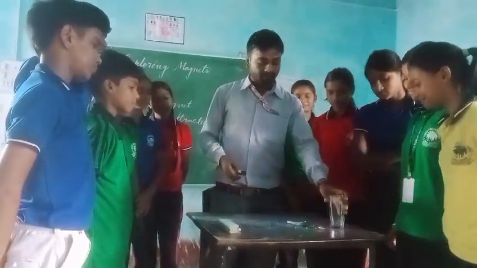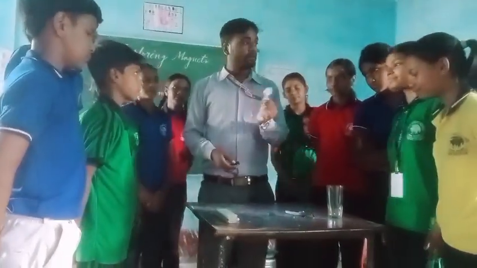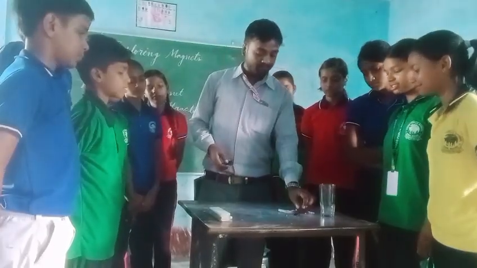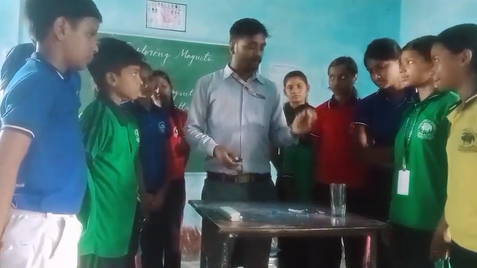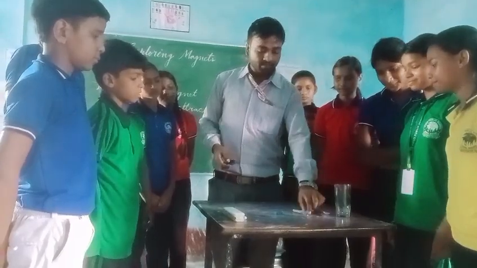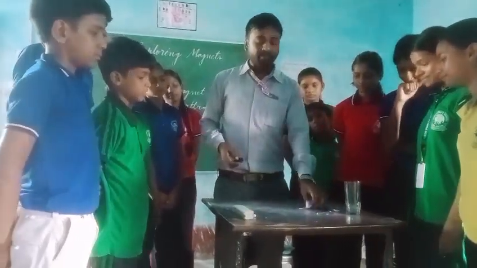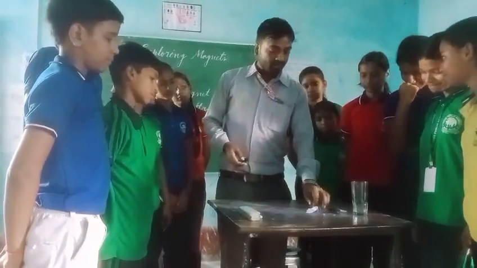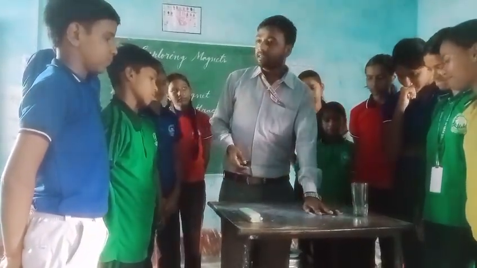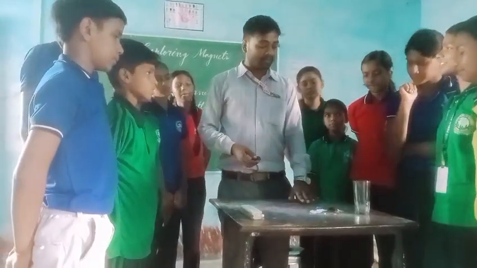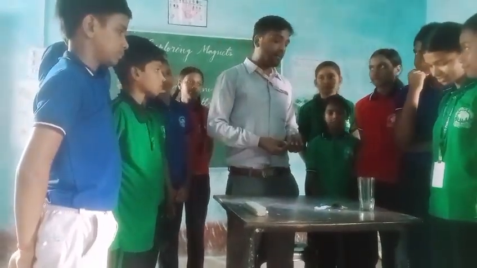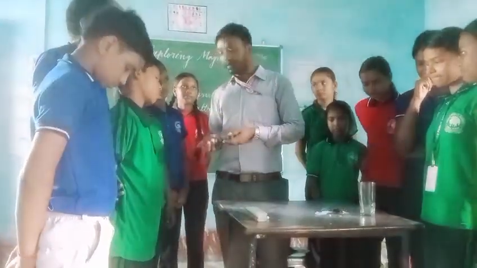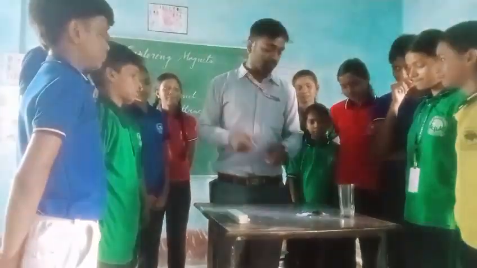We have a glass, plastic spoon, wooden pencil, a clay, a bangle, an eraser, a piece of tape. So these are the objects. Let's find out which objects are attracted to the magnet and which objects are not attracted to the magnet. First, let's predict.